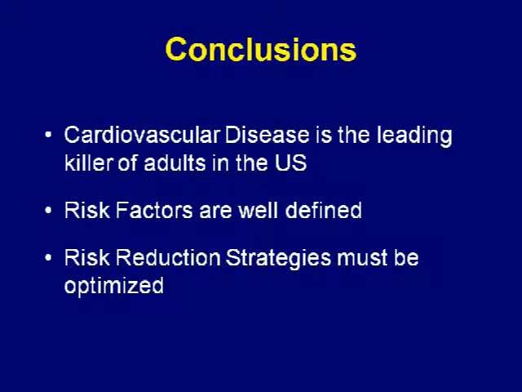All right. So conclusions: cardiovascular disease is the leading killer of adults in the United States, men and women. I showed you that at the beginning. Risk factors are well defined. We know them. High blood pressure, diabetes, cigarette smoking, being overweight, being inactive. All those things are well known. And genetic risk factors. Okay, so we know that.